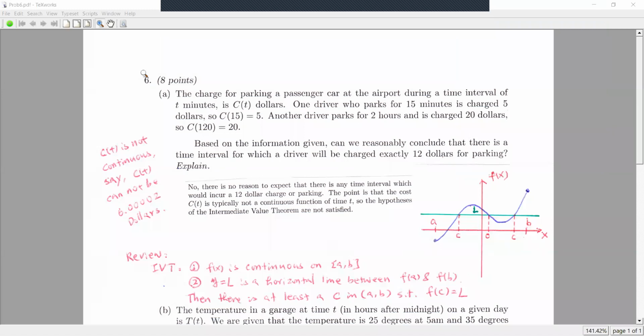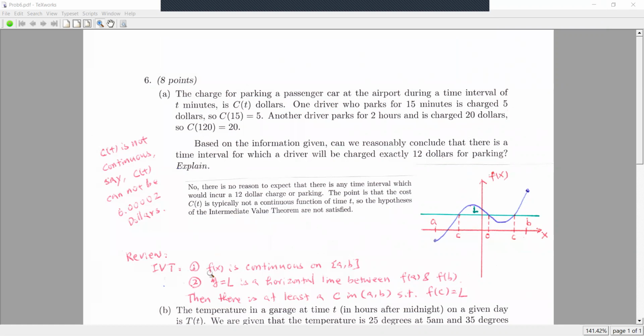Problem 6. This problem is about the intermediate value theorem. The intermediate value theorem is in section 2.6. Let's review this theorem. The theorem has two hypotheses.